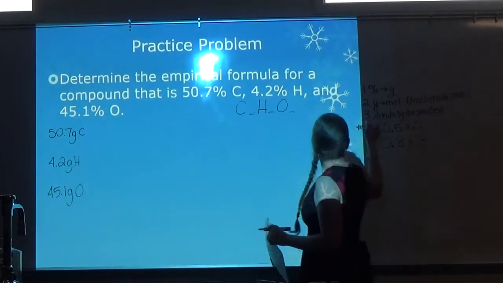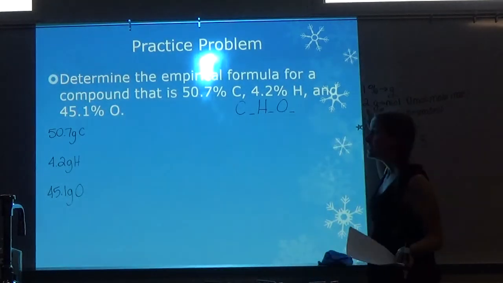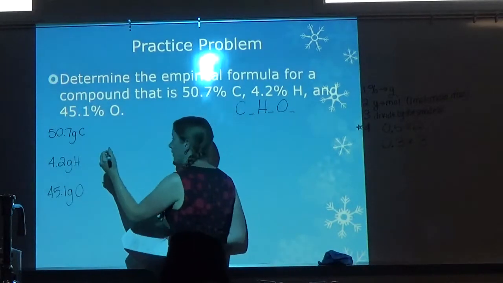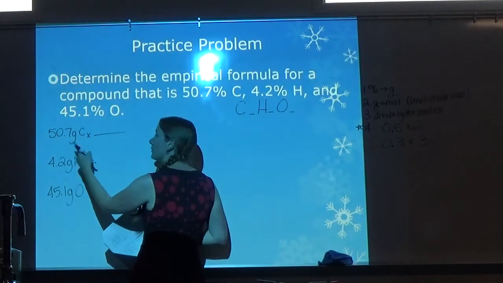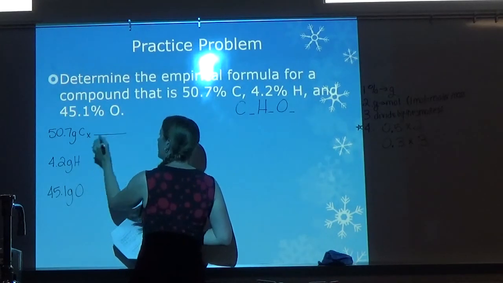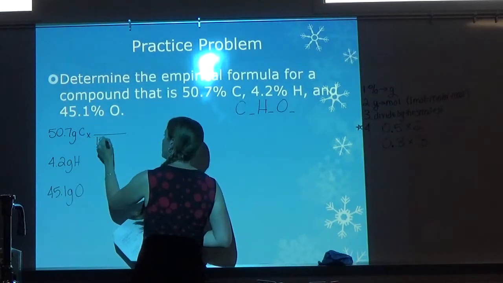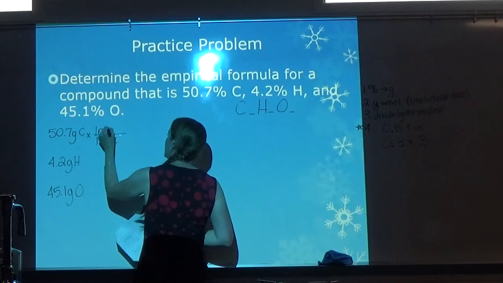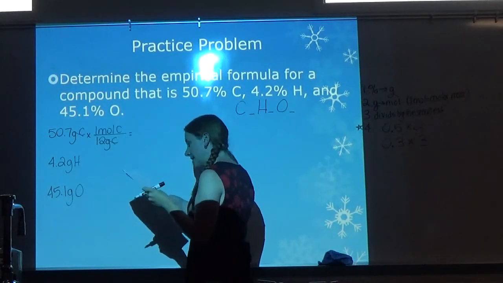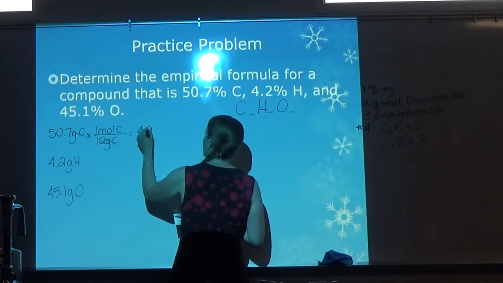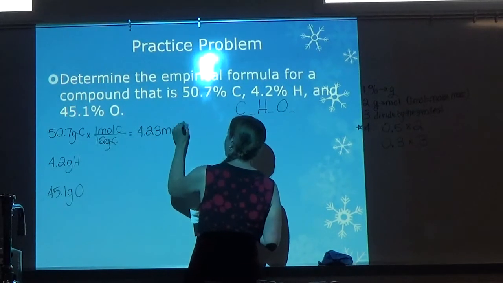All right, so step 2 is to change to moles using the molar mass. Remember, molar masses are just the bottom numbers on the periodic table. So carbon is 12 grams per mole. I'm going to follow the golden rule and put my 12 grams on bottom, my 1 mole on top, and of course I do that because I want grams to cancel. Once I divide that, I get 4.23 moles of carbon.